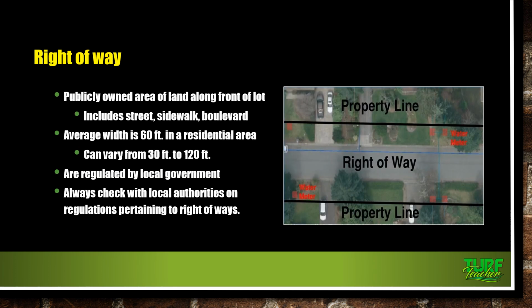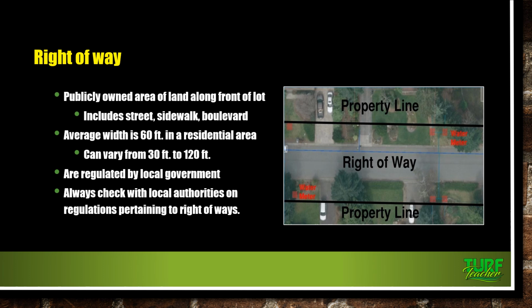The right-of-way is a publicly owned area of land along the front of a lot, which includes the street, sidewalk, or the boulevard. This is actually going to be owned by the public, the city. The average width is 60 feet in a residential area. It can vary from 30 feet to 120 feet. It is regulated by local government.